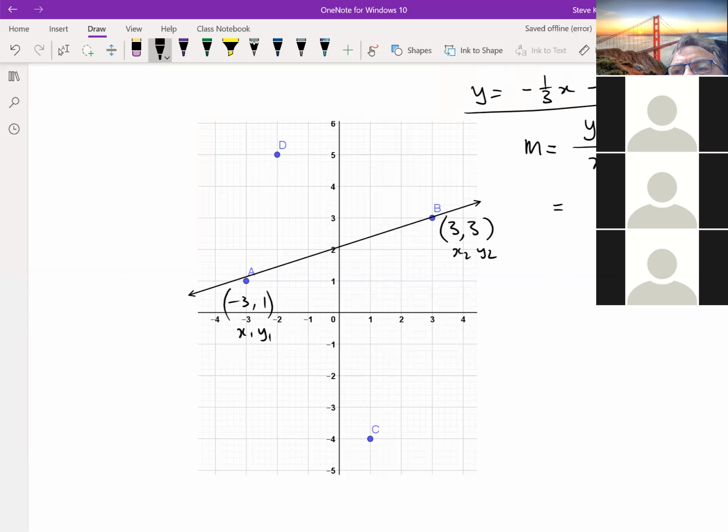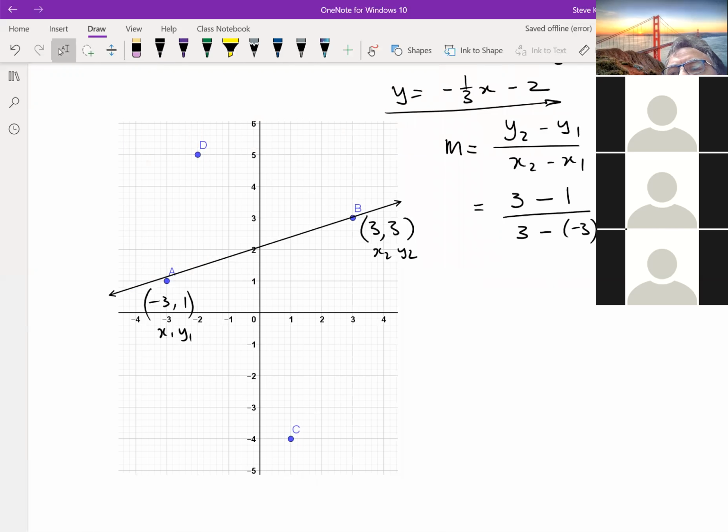So the y value is going to be 3 minus the y value here, which is 1, over the x2 value, which is 3, minus the x1 value, which is minus 3. And so I'm left with 2 over 6, or in other words, 1/3. So I've got my gradient being 1/3. In other words, my equation is going to look something like this. y is equal to 1/3 x plus c.